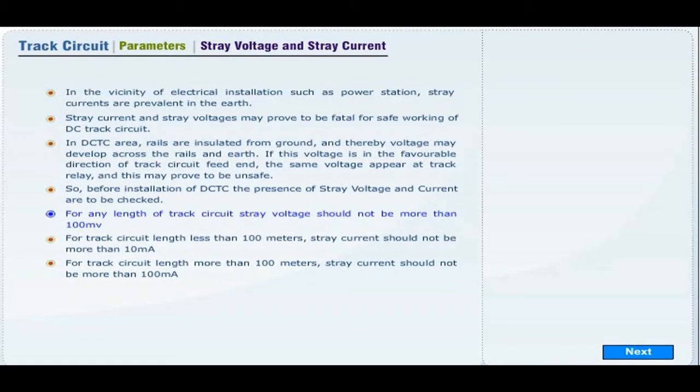For any length of track circuit, stray voltage should not be more than 100 millivolts. For track circuit length less than 100 meters, stray current should not be more than 10 milliamperes. For track circuit length more than 100 meters, stray current should not be more than 100 milliamperes.